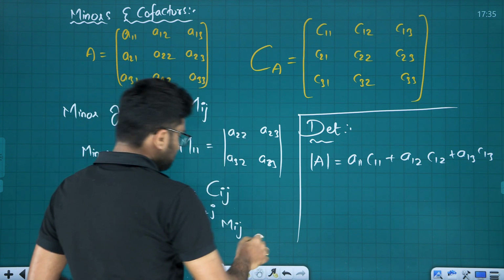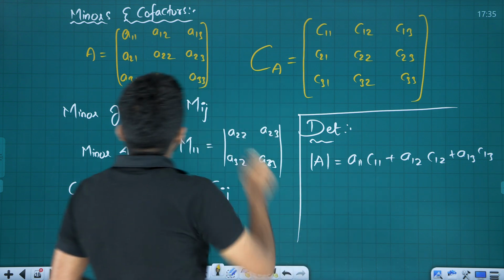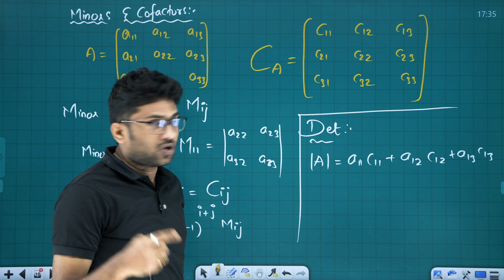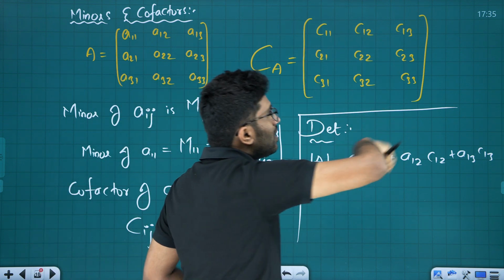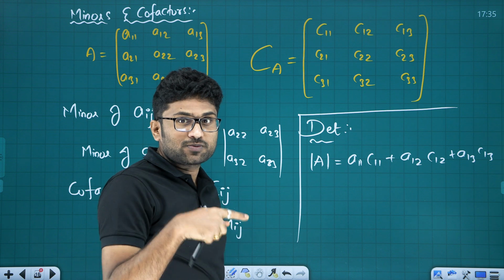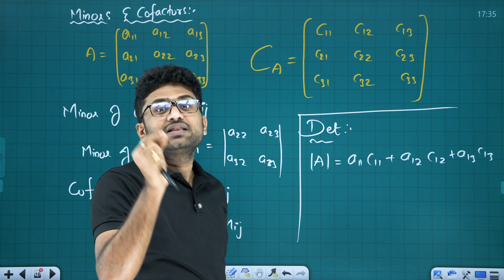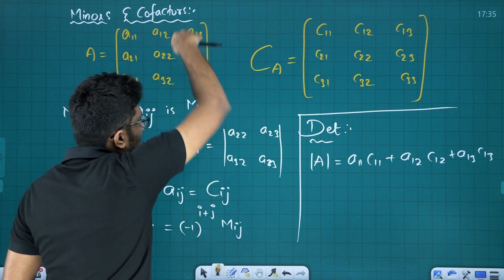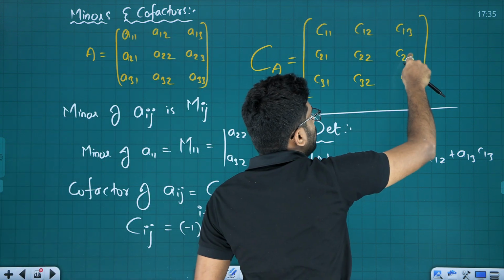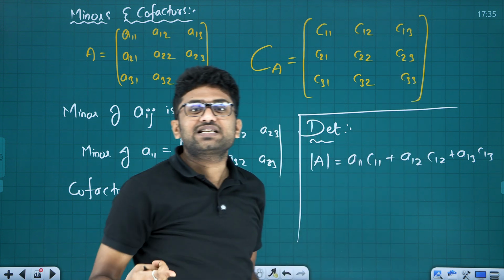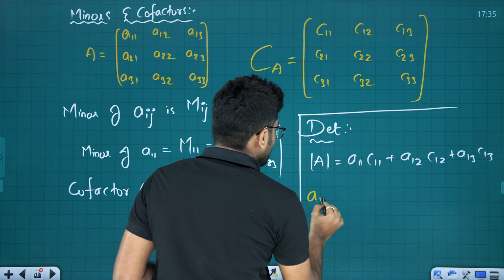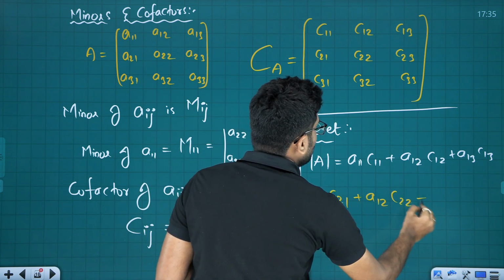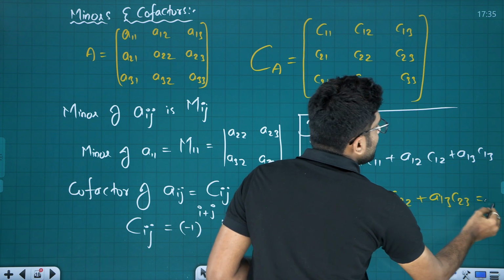Now, one more thing: suppose you are taking the sum of the product of the elements of any row or column by the corresponding cofactors of another row, then that value is said to be 0, friends. So that means if you take first row elements, instead of taking first row cofactors, if you take either second row or third row cofactors, then that sum is 0. That is A11 into C21 plus A12 into C22 plus A13 into C23 is equal to 0.